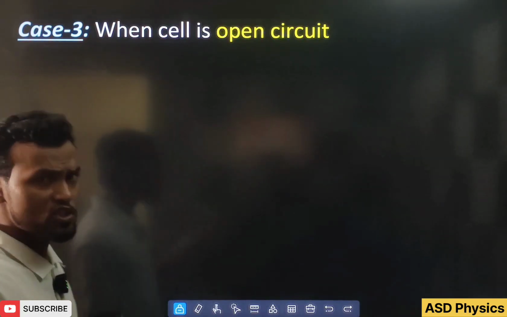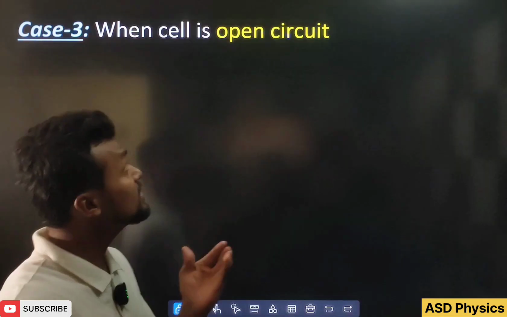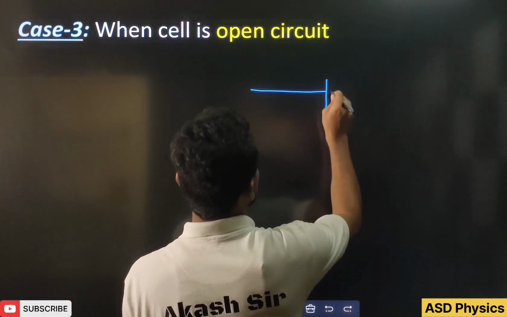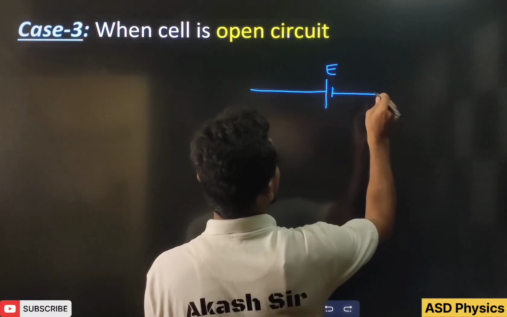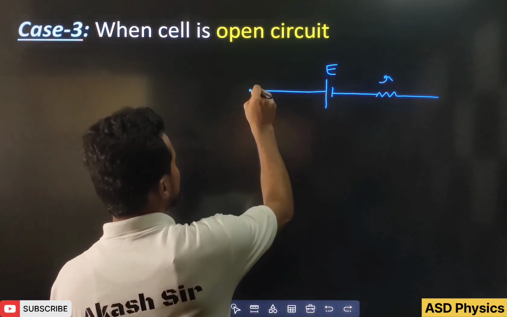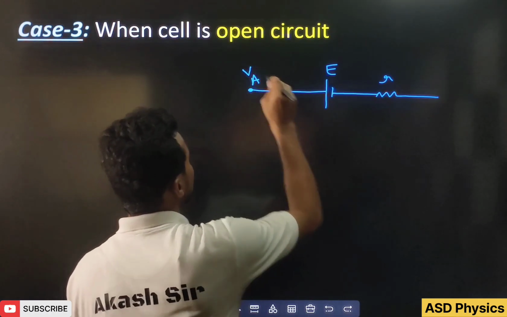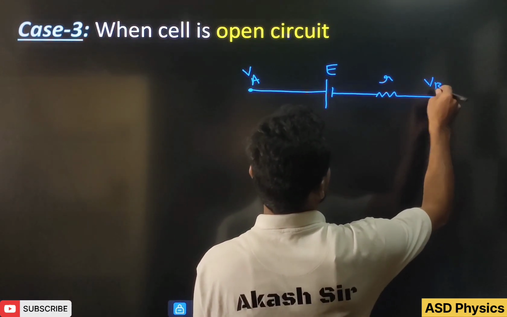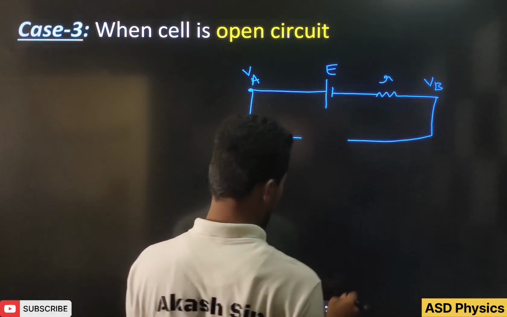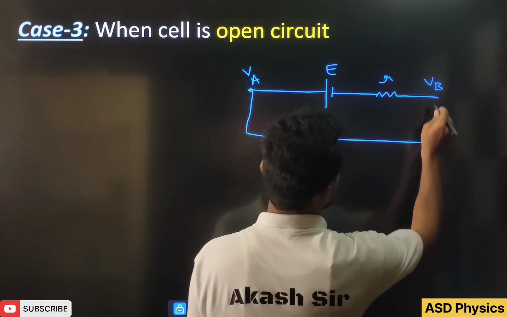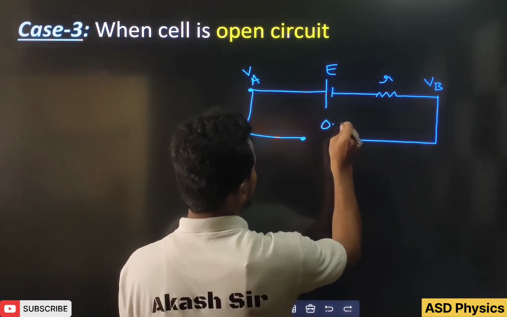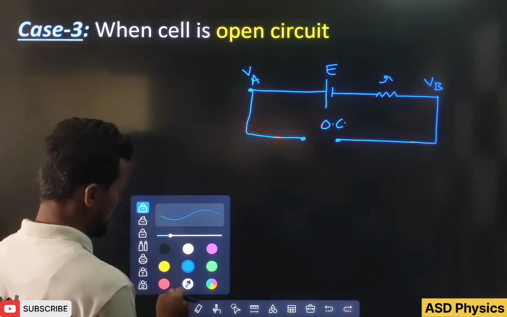Now students, after that we will see when the cell is open circuit. Discharging we have seen, charging we have seen, now we are seeing the cell in open circuit. So here, this is the cell, EMF E, internal resistance R, and this is VA and here VB. These are the terminals, and remember that here we have not connected any load. No load is connected. So this is called the open circuit situation.